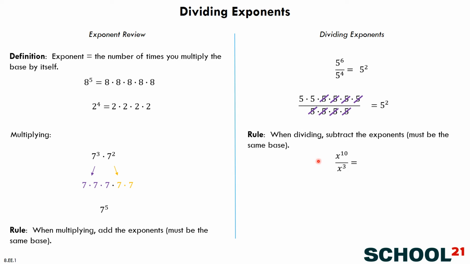How about x to the 10th over x to the 3rd? Remember our rule here. And Jordan, go ahead and tell me what this should be. X to the 7th. Yep. Easy peasy, right? Just do a quick subtraction. Let's do another example here.